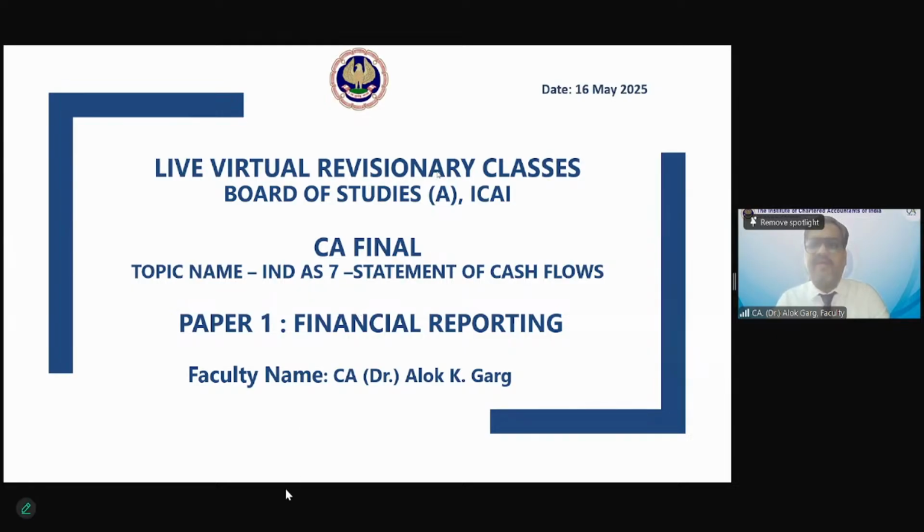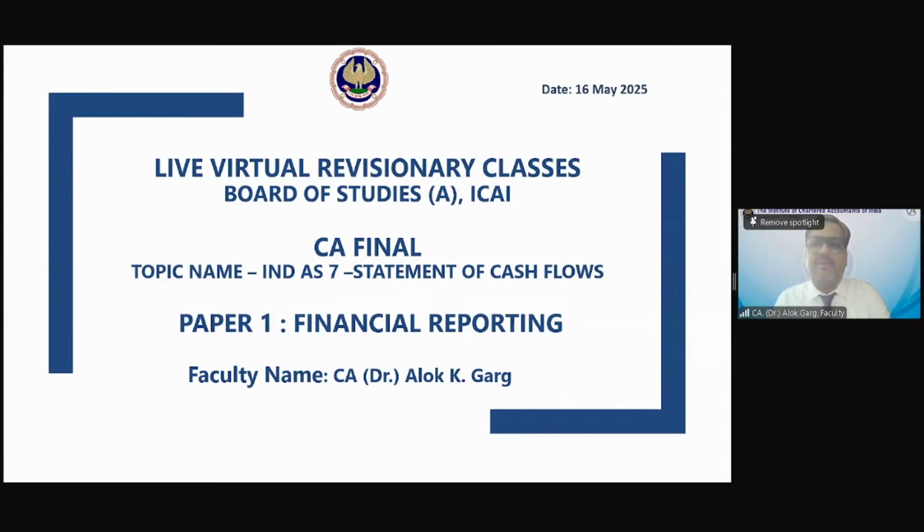Just to set the context, when we discussed presentation of financial statement, there are 5 components in the financial statement: balance sheet, statement of profit and loss, statement of cash flow, statement of changes in equity, and notes to accounts. In Ind AS 1, we discussed the guidance around balance sheet, P&L, statement of changes in equity, and notes to accounts. But for statement of cash flow, the standard says that you need to refer Ind AS 7. So that's why we are discussing the statement of cash flows under Ind AS 7.